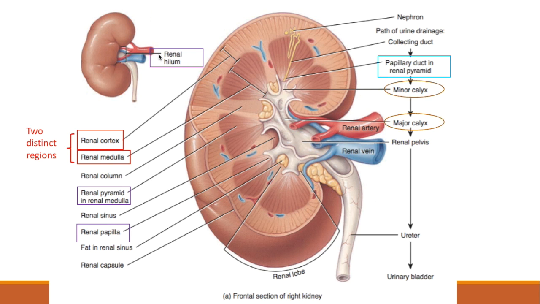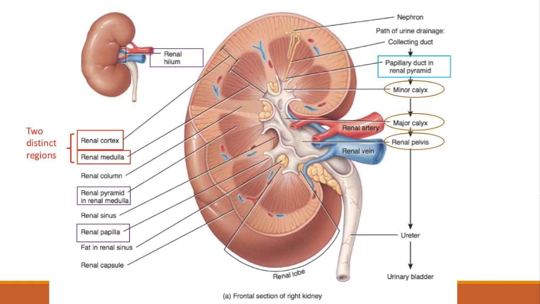Minor calyx receives urine from the papillary ducts of one renal papilla and delivers it to a major calyx. From the major calyces, urine drains into a single large cavity, which we call the renal pelvis, and then out to the ureter and to the urinary bladder.